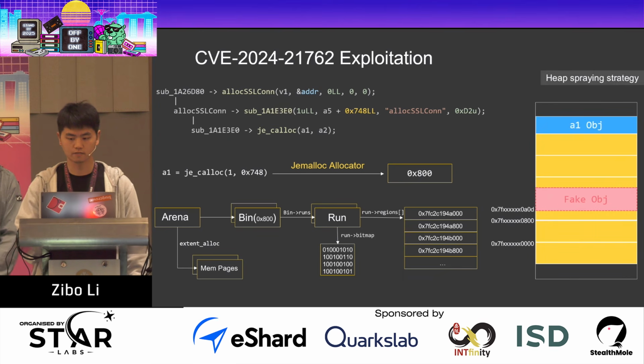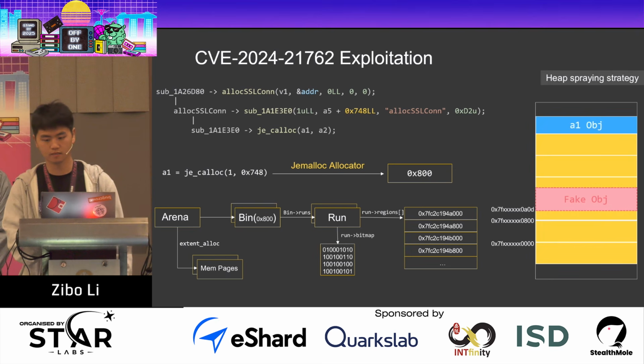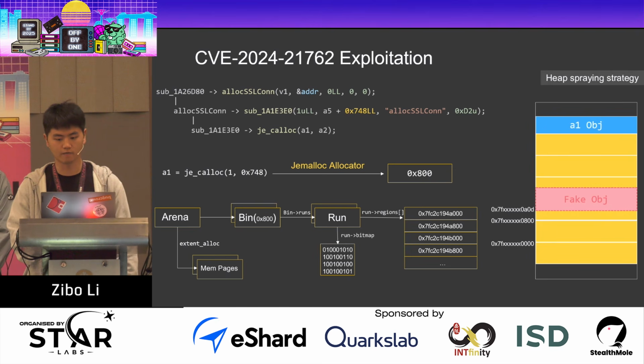At this point, we have successfully used the vulnerability to hijack our IP. But the key to reliability lies in how effectively we perform the heap feng shui. By tracing memory allocations, we found that the A1 structure is allocated in the lock SSL connection function, which causes jemalloc to allocate a region of size hex 748. The jemalloc heap manager aligns it to hex 800.